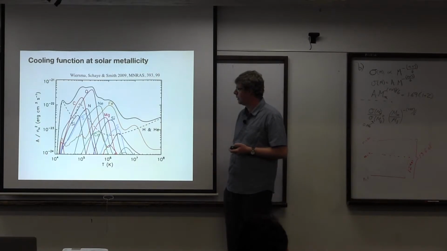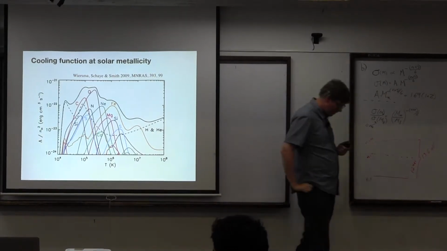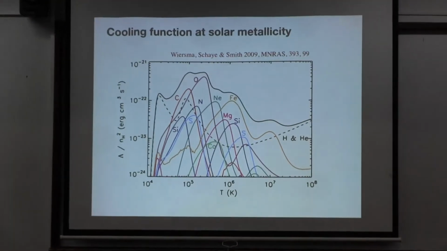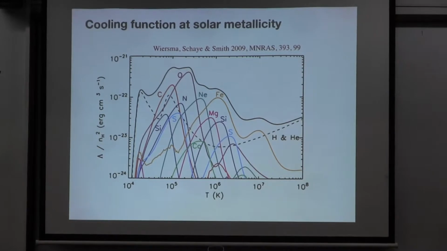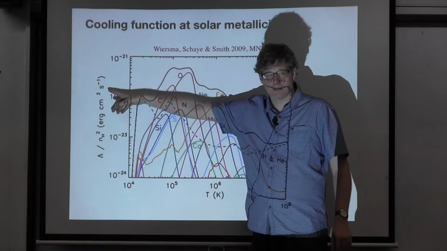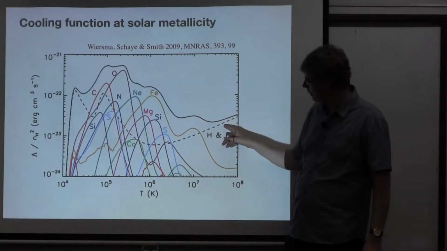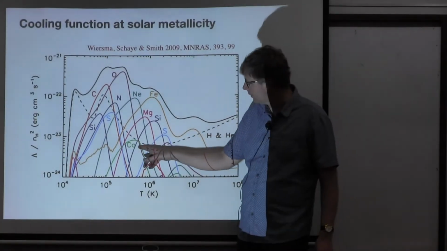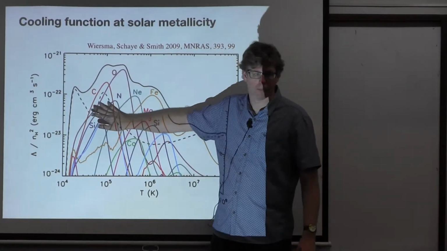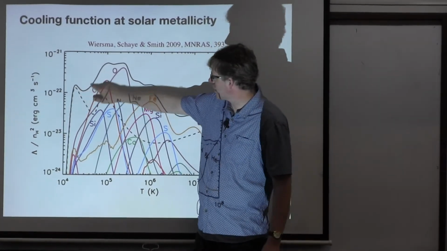What about adding metals? Well, you get this. So this is now the cooling function for a solar metallicity gas. And you can see it's now a logarithmic axis here to show the details a bit better. And the previous one I had is this dashed line. See this? Goes up here, goes up here. So it's hydrogen and helium peaks. Now the full cooling curve is this.